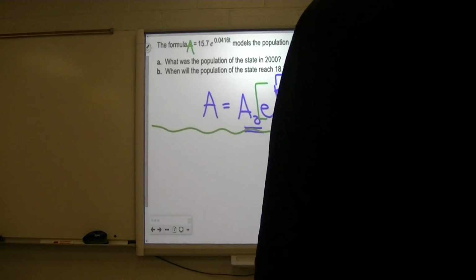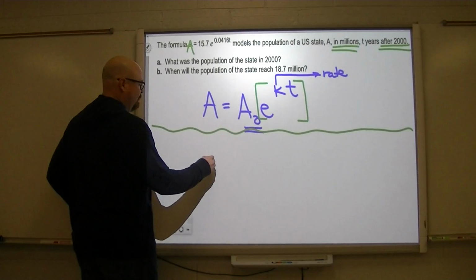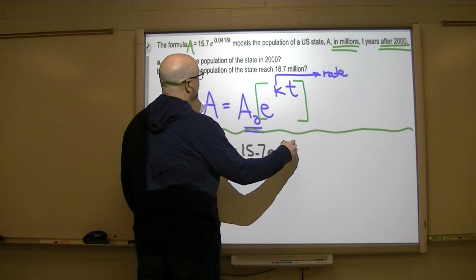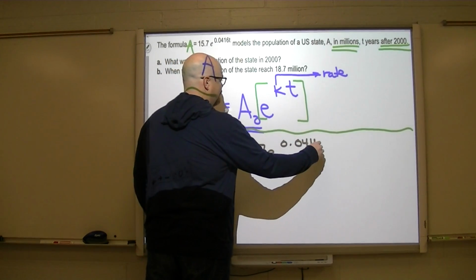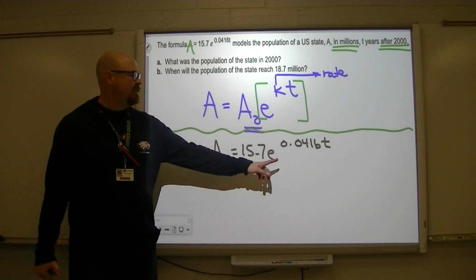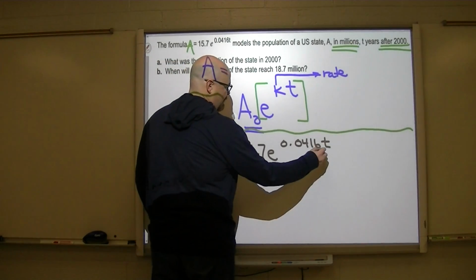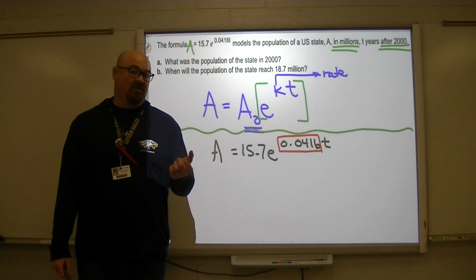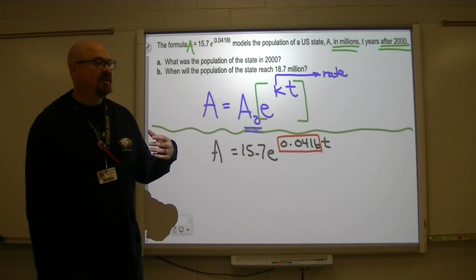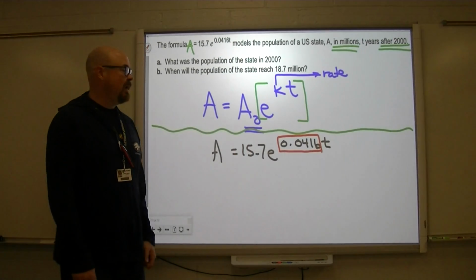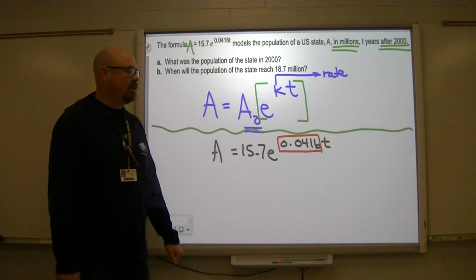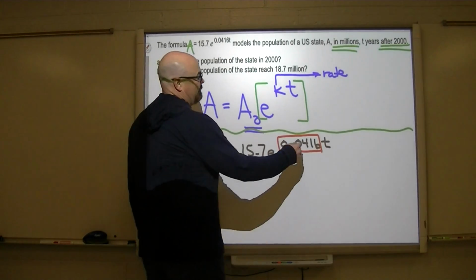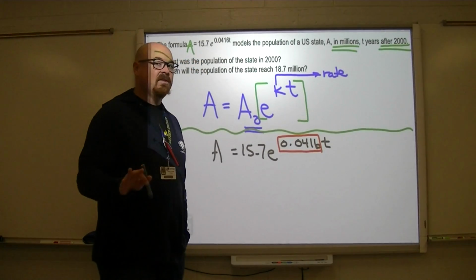All right, so let's talk part B. Here's the model that they've given us: A equals 15.7 e to the 0.0416 t. I don't think I mentioned this in the previous video. Now, this rate, that's the growth rate, okay? So even though it's a decimal, and even though it's a relatively small decimal, that population is growing, right? By small amounts, but it is getting larger. So when this is a positive number, we know that it's growth, okay? And more specifically, this is the rate as a decimal.